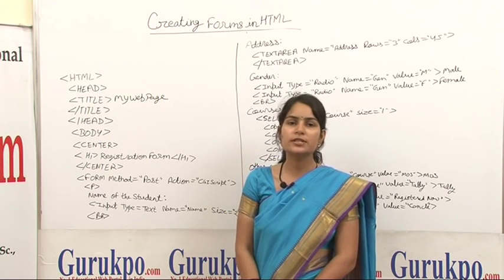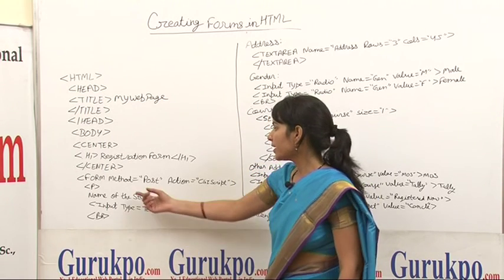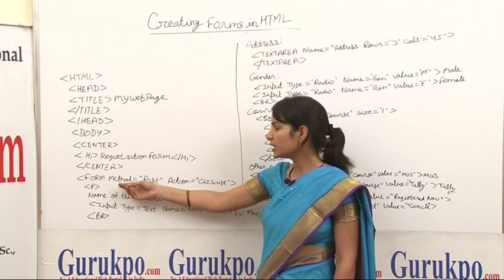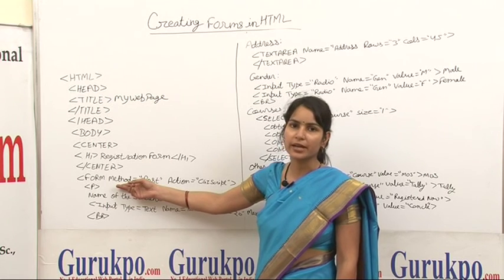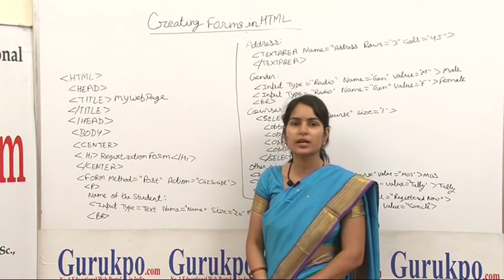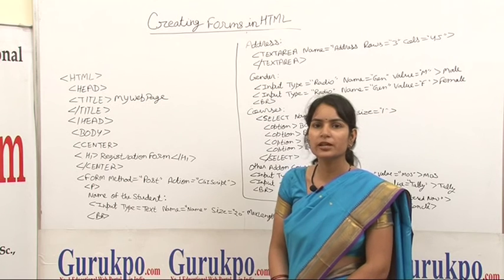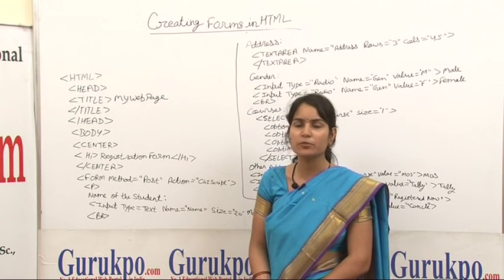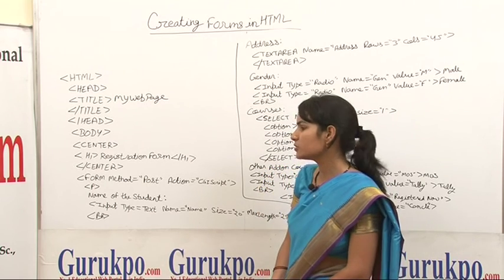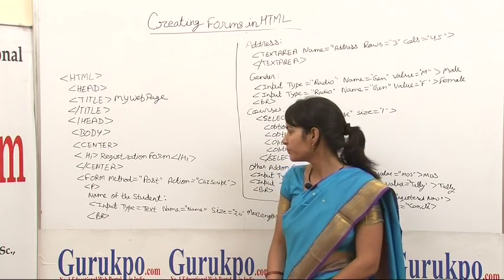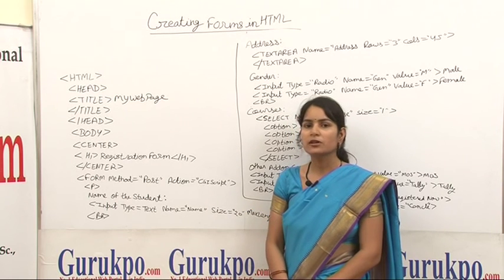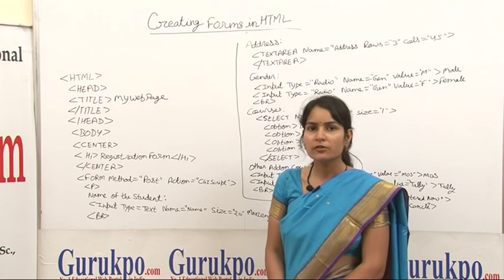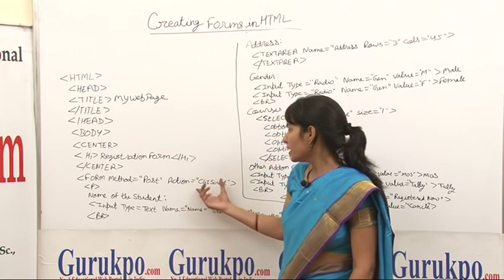The form tag is used to design the form. It has two attributes, method and action. The method attribute has two values, post or get. These define how the client will send the information to the server, that is, which method is used to send the information to the server. Action is used to define which program at the server side will process this form.